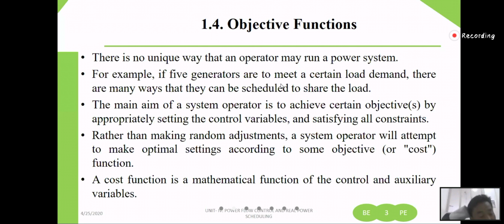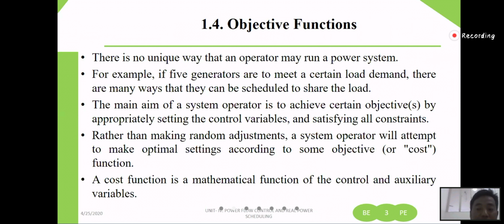Theoretically it has been said that there is no unique way that an operator may run a power system. There's no dictation that you have to run the power system in this way or that way. If I am the operator and the owner, I may run it in a different way, and if you are the operator, you may run it in a different way. But when you run it your way, it has to meet certain objectives.